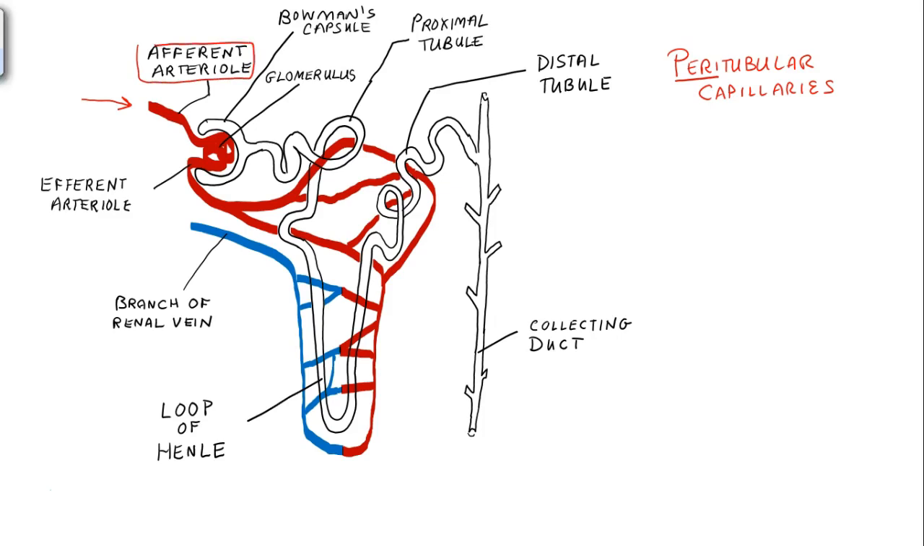The afferent arteriole brings the blood into the nephron, and then it branches into a bed of capillaries, which is called the glomerulus. And the glomerulus is inside the Bowman's capsule. In this structure, the materials are filtered out of the blood under high pressure, and this is called filtration. Okay, so filtration happens in the glomerulus, which is in the Bowman's capsule.